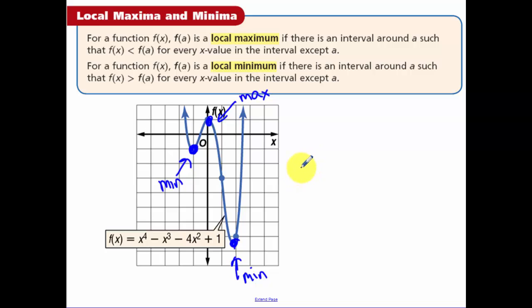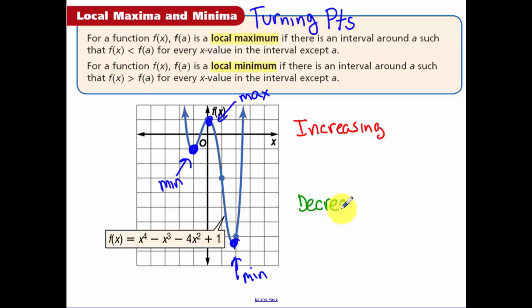Now, those are often also called turning points. The reason they are called turning points is because when you have turning points, you change from increasing to decreasing. So increasing is when your y values are getting bigger versus when you're decreasing, your y values are getting smaller.